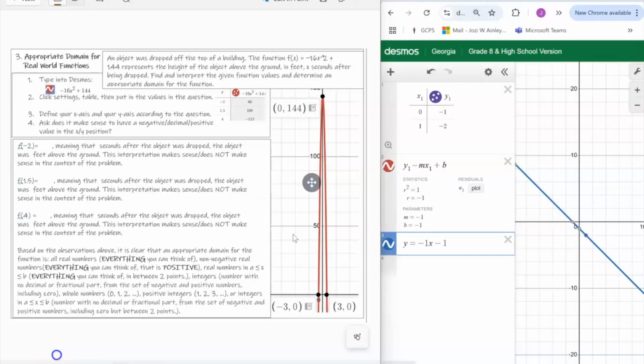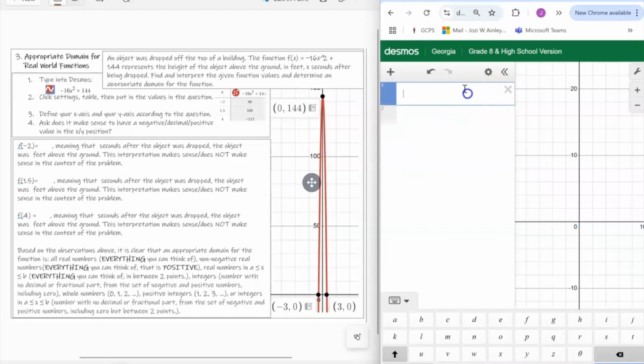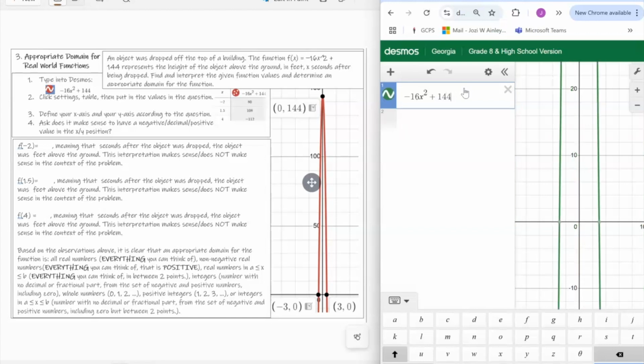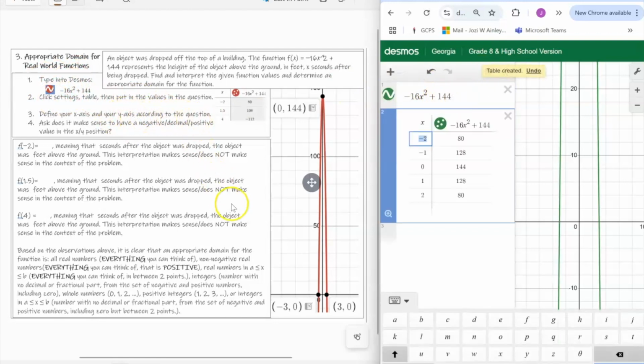Let's practice. All right, so we're going to take a look at appropriate domain for real-world functions. For ease of reference, I've already typed this into Desmos and put the equation here, but actually I will go ahead and do it again. So if they give you an equation without a graph, you're just going to type it into Desmos to see what it looks like so that you can answer whatever questions arise. The only thing about real-world problems is you have to think about whether it's factually true, whether it can happen in real life. So it says type it into Desmos, click settings, make it a table, define your x-axis and y-axis according to the question. So let's read it.